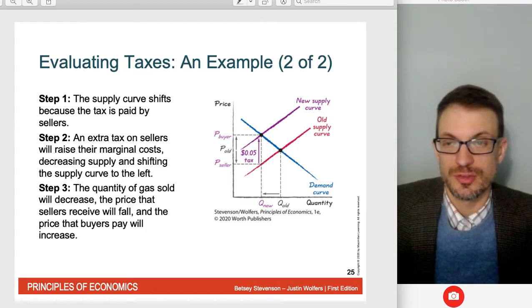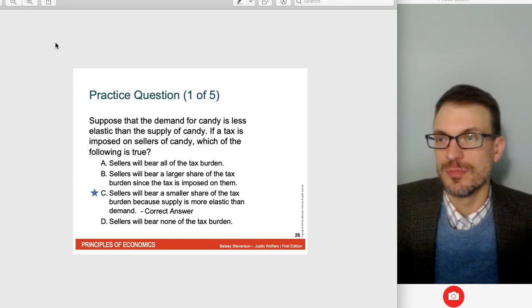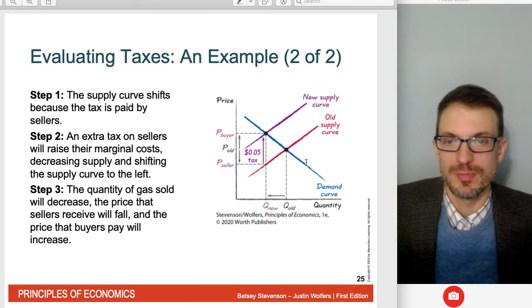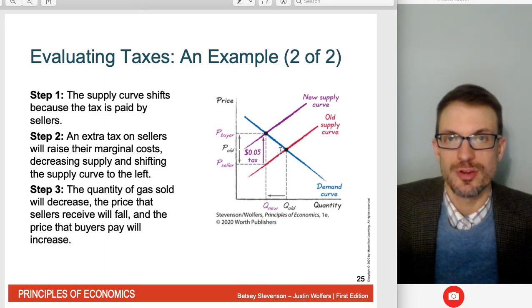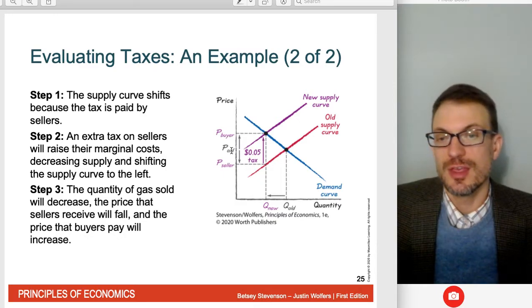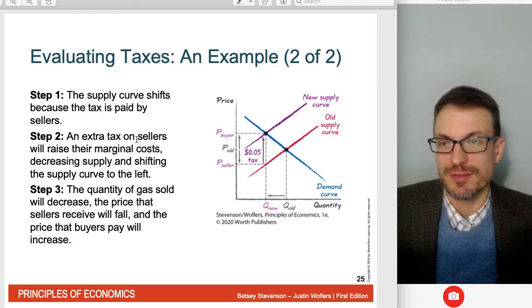And who's paying these 5 cents? Well, it's the sellers that are giving the 5 cents to the government, but how much of each is paid by buyers and sellers depends on which is more inelastic, supply or demand. For that, we'd need to know our supply curve and our demand curve. If demand was more inelastic than supply, we'd expect buyers to pay more of the 5 cents. If supply is more inelastic than demand, we'd expect sellers to pay more of those 5 cents.